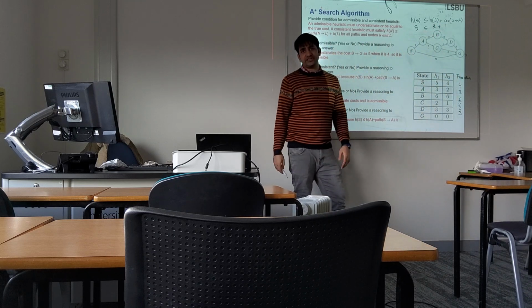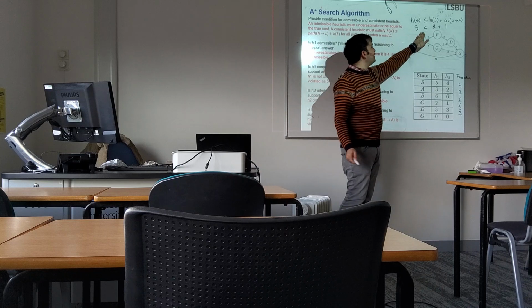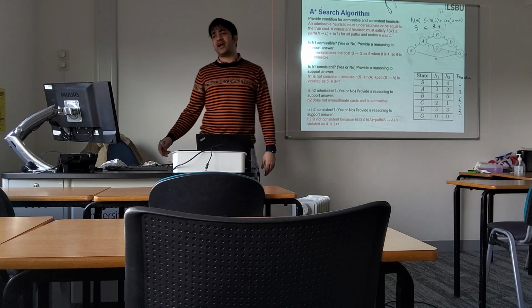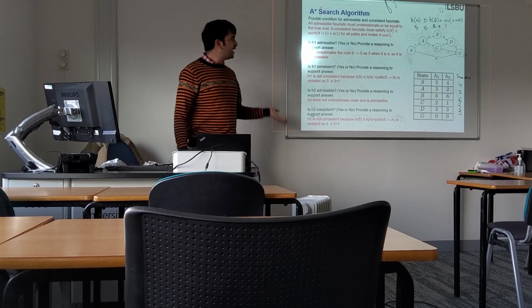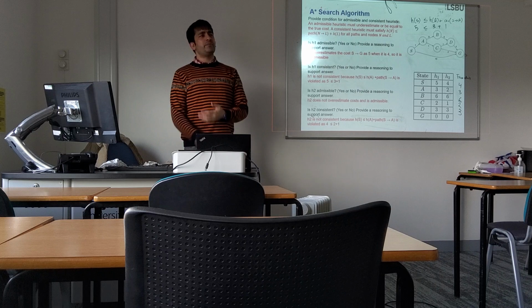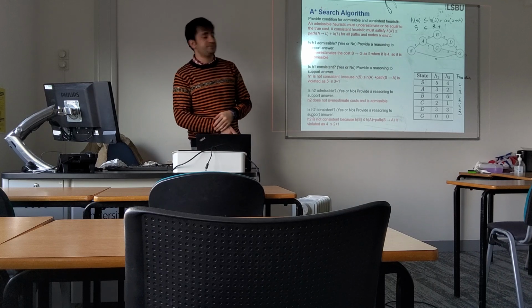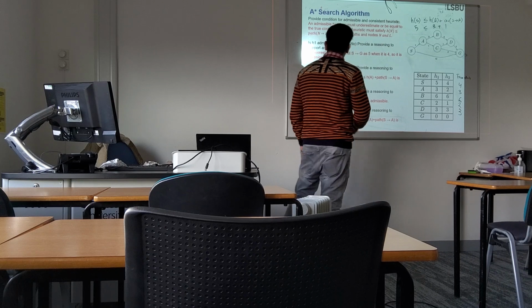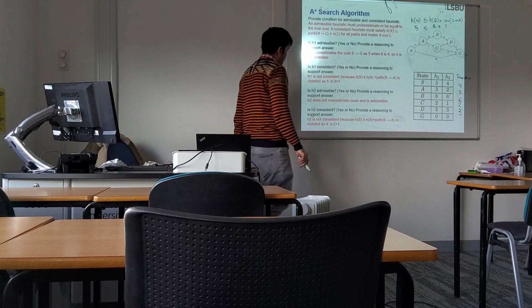Is it a true condition? No, right? 5 is not less than or equal to 3. That means that it is not satisfying the consistency condition. So overall, if we use this heuristic, we can still use it, but it will not give us an optimal solution. Okay. So it means that this is not consistent.